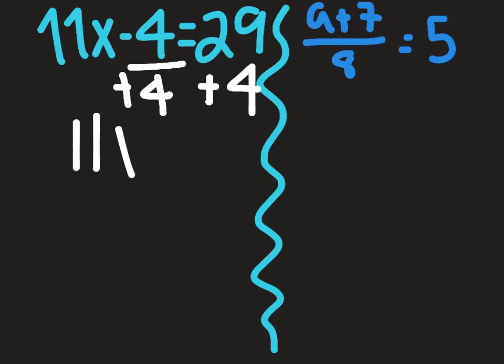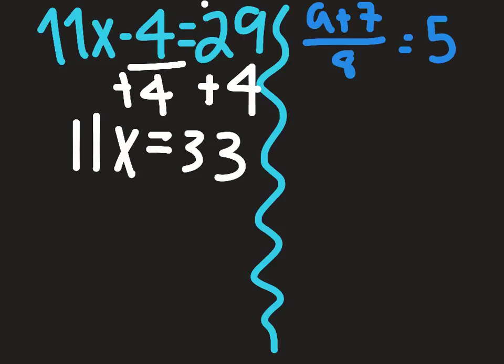Now it becomes 11x equals 29 plus 4 is 33. Carry the 1, 3. Okay? So now, that was just one step. Now we move on to the next step. So you have 11x equals 33.